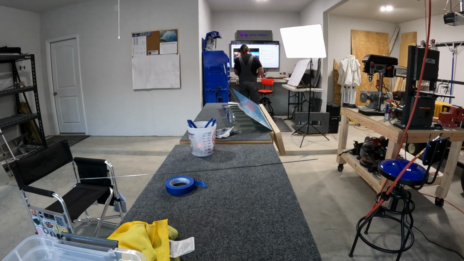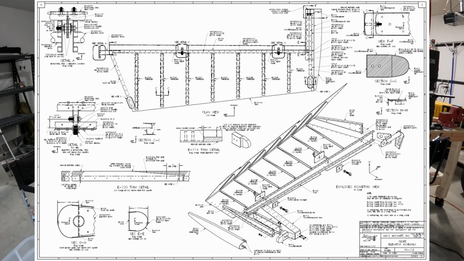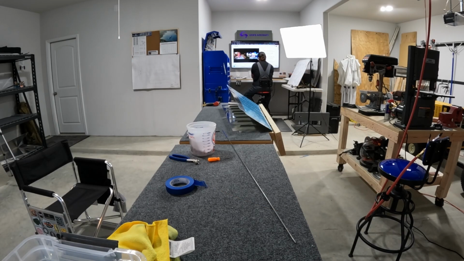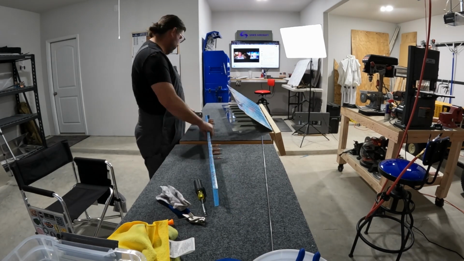So I'm moving on to working on the counterweight assembly. Let me show you a picture. In the bottom right of the exploded isometric view, you'll see a jumble of parts that I'll be working on here and into the next day. You have an end rib that gets backed up to a counterbalance rib, the counterweight itself, and then a counterweight skin that sort of ties it all together. And then ultimately that will be riveted to the end of the spar and the skin itself.